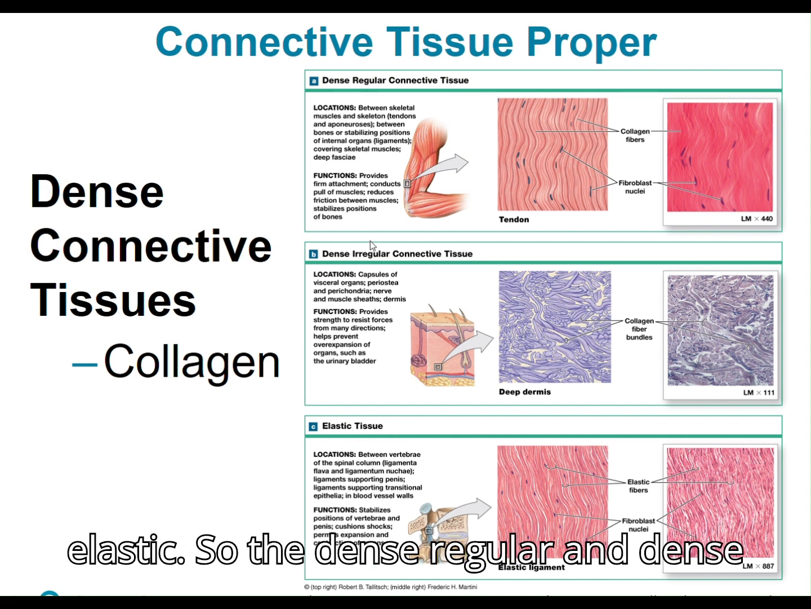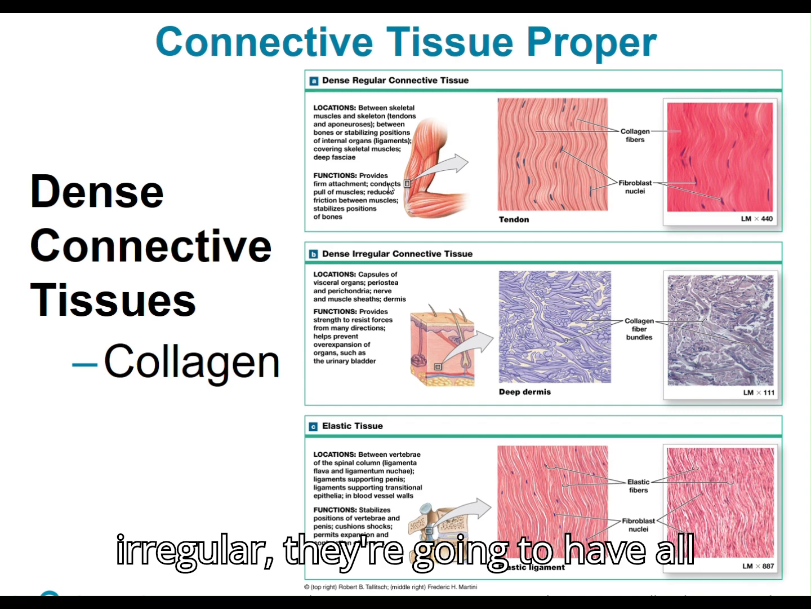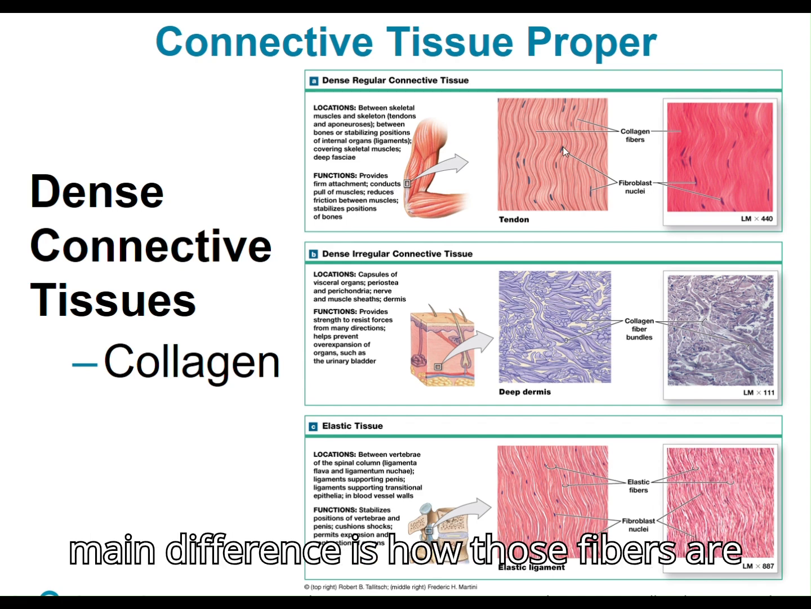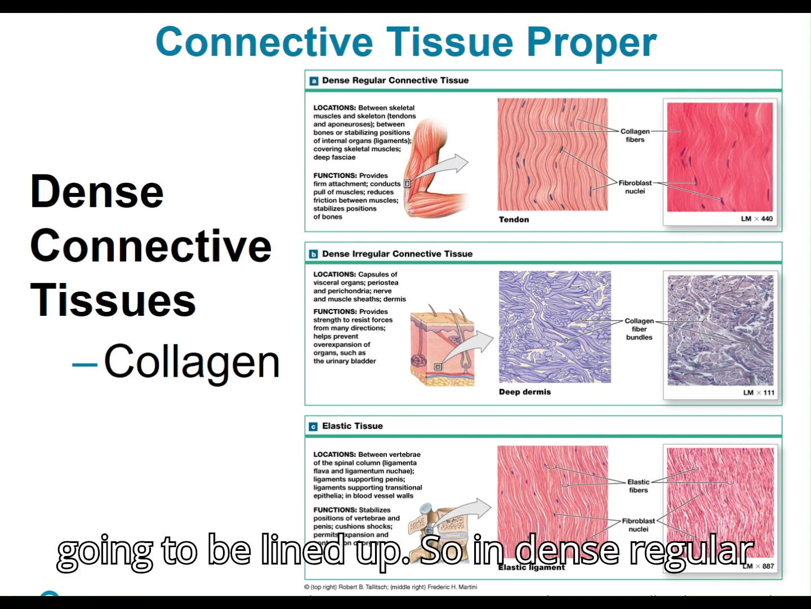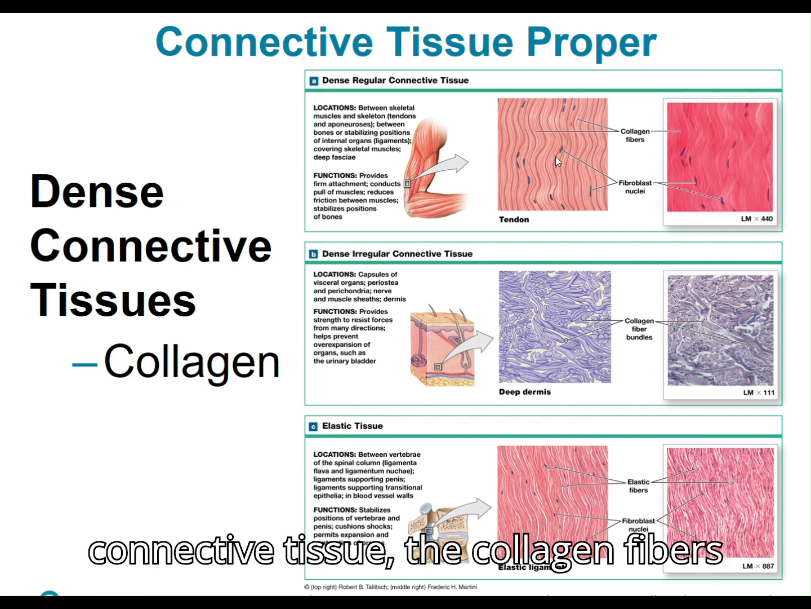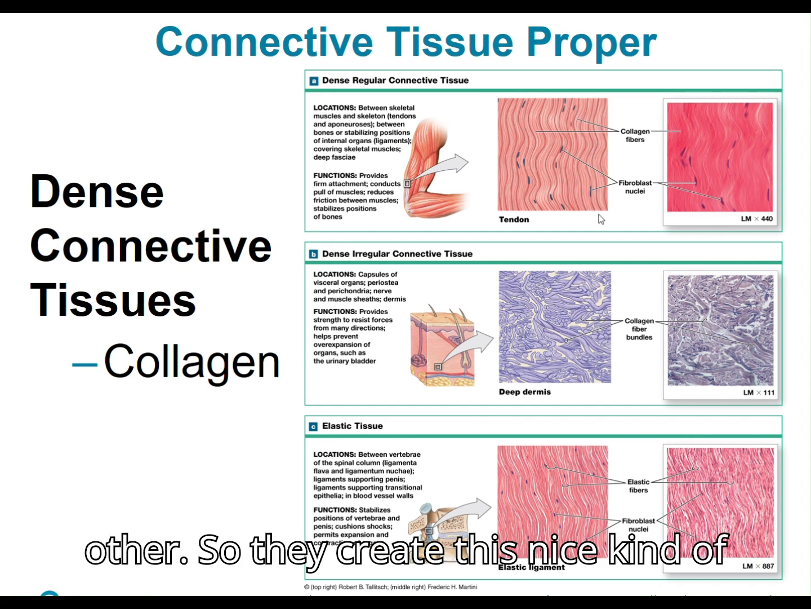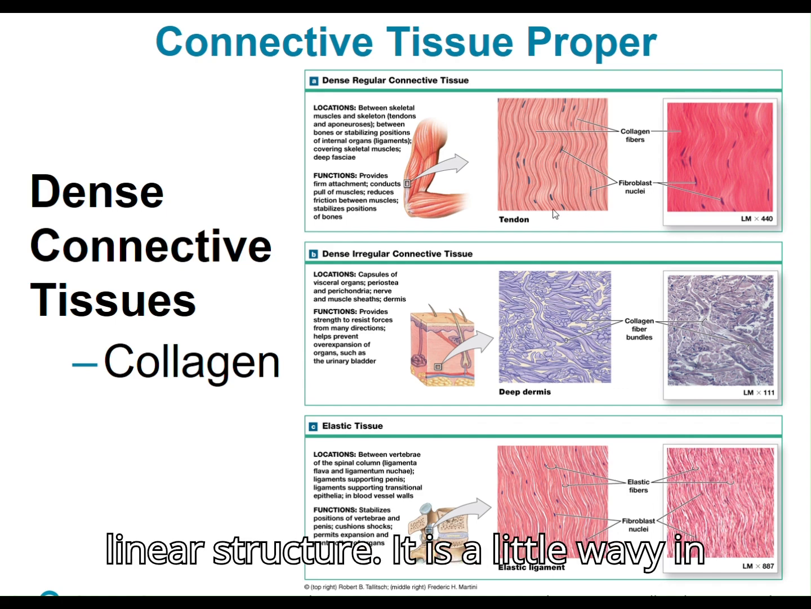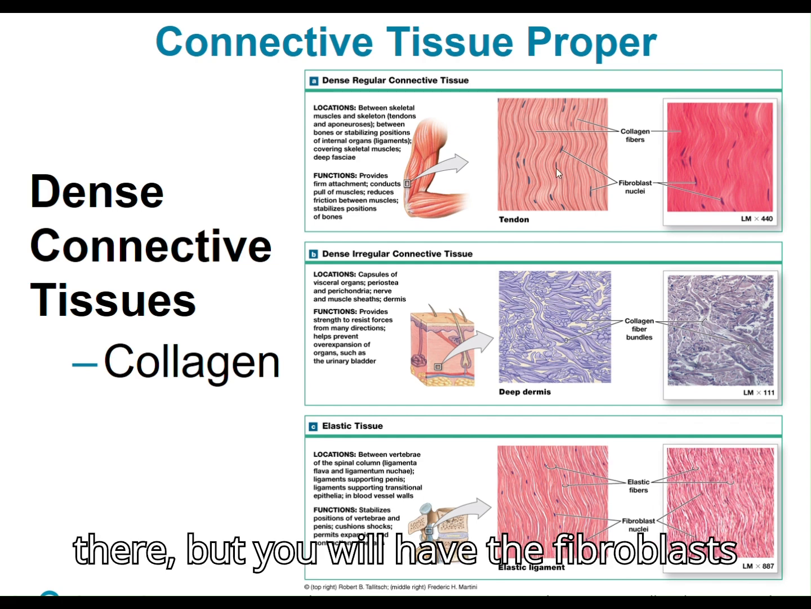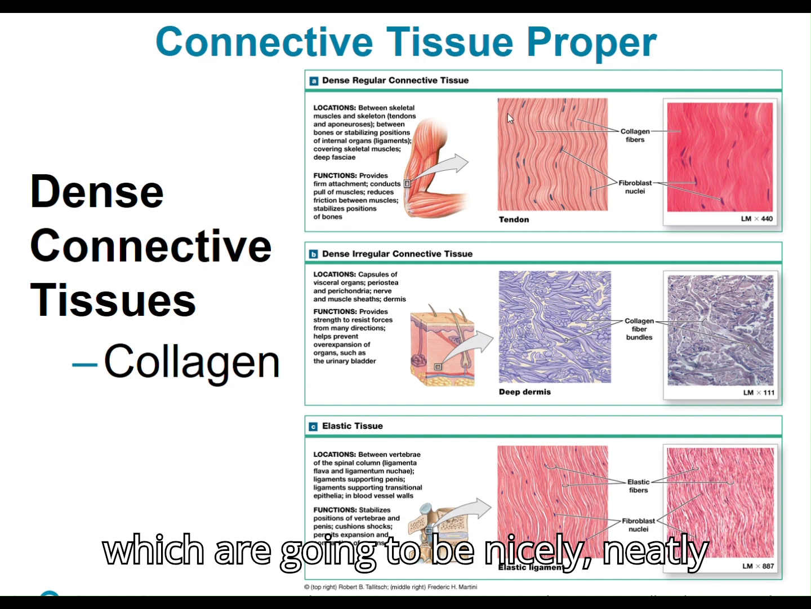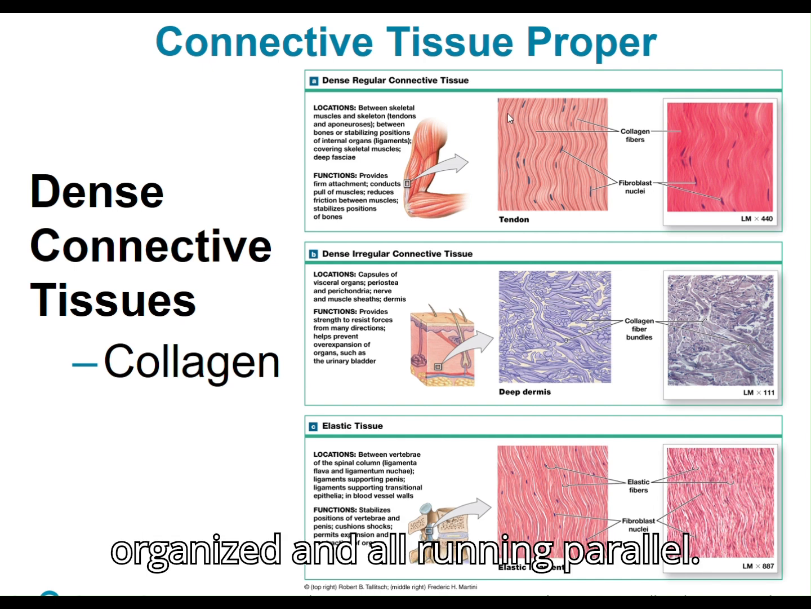The dense regular and dense irregular are going to have all those collagen fibers, but basically the main difference is how those fibers are lined up. In dense regular connective tissue, the collagen fibers are almost running parallel to each other. So they create this nice kind of linear structure. It is a little wavy in there, but you will have the fibroblasts and then the collagen fibers, which are neatly organized and all running parallel.